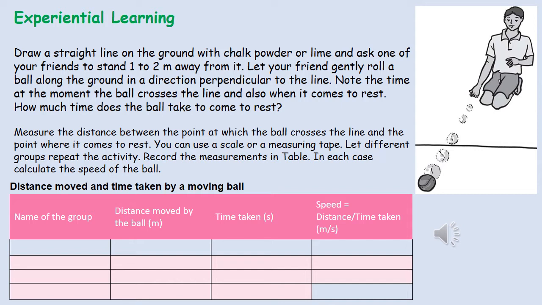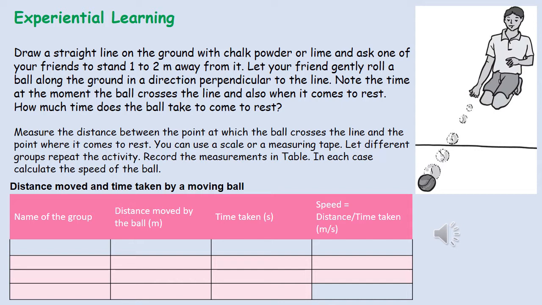Note the time at the moment the ball crosses the line and also when it comes to rest. How much time does the ball take to come to rest? Measure the distance between the point at which the ball crosses the line and the point where it comes to rest. You can use a scale or a measuring tape. Let different groups repeat the activity and record the measurements in a table. In each case, calculate the speed of the ball. There is a table given.